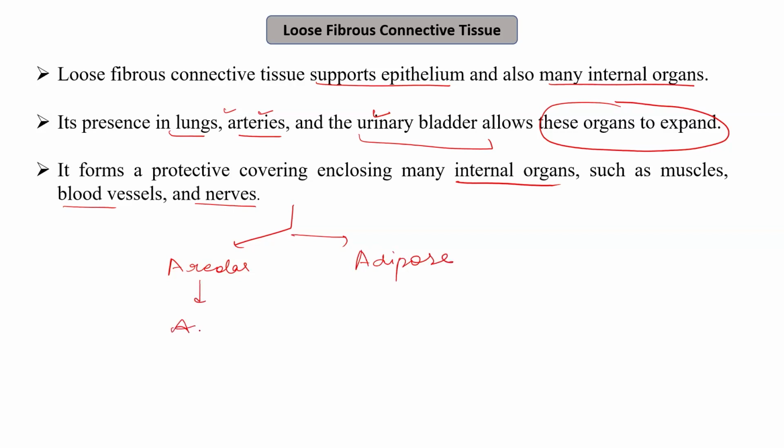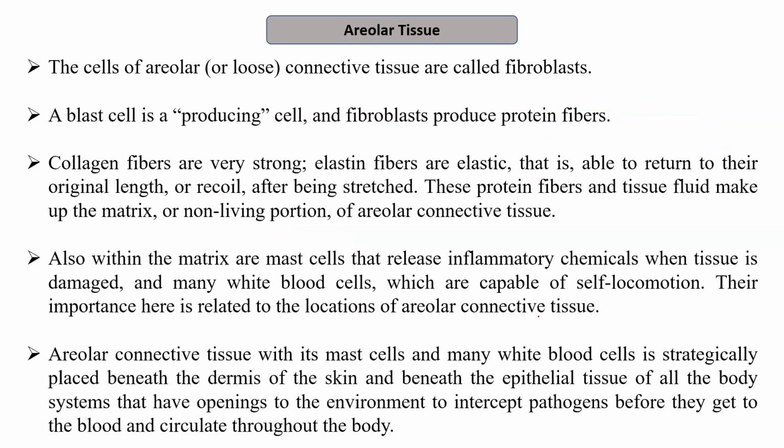Areolar loose connective tissue consists of air spaces. Adipose loose connective tissue is concerned with fat storage, right? So firstly, we will be dealing with the areolar connective tissue. The cells of areolar or loose connective tissue are called fibroblasts. So the specialized cells in these are the fibroblasts. A blast is a producing cell that produces the protein fibers.